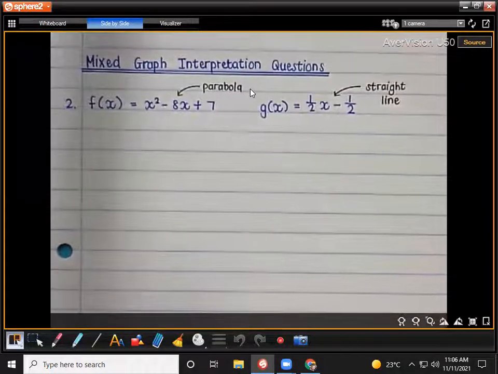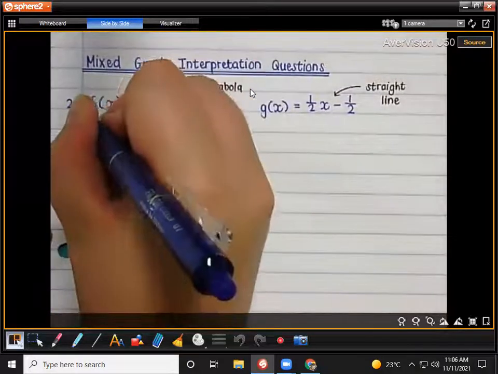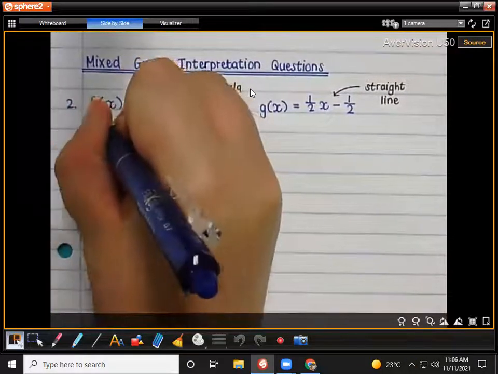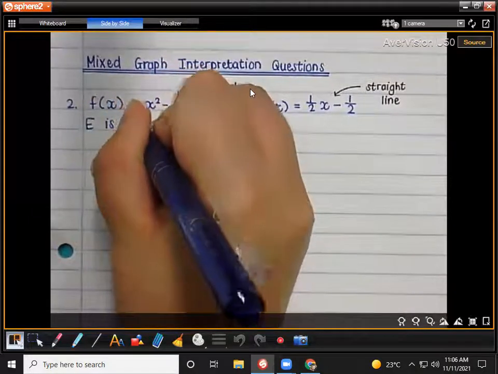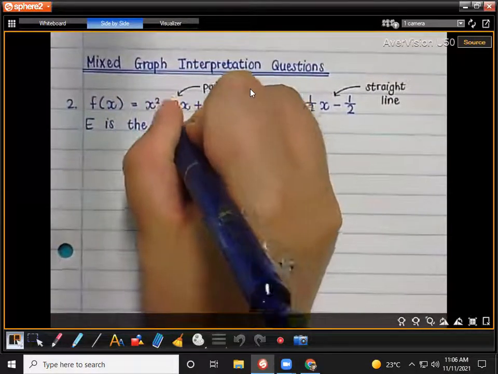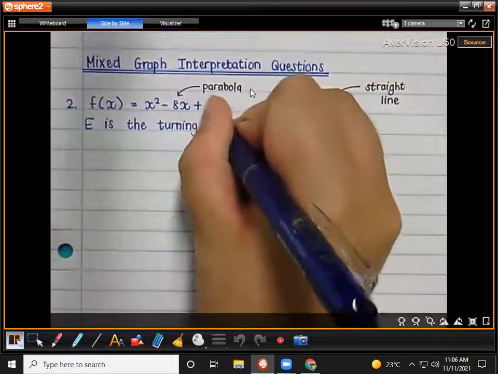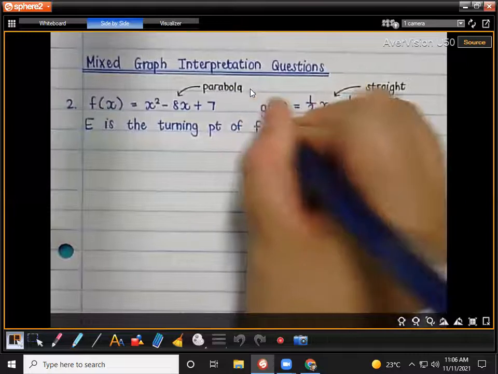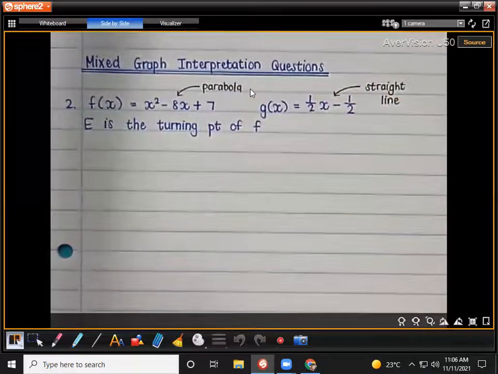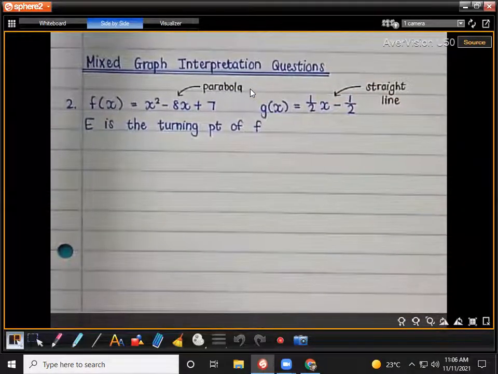Then they're giving us some more information in the sentence. They're just saying that E is the turning point of f. You don't have to write all this stuff down. I'm just making sure that we have all the information. So E is the turning point of f. Now, guys, they've given us the equation of that parabola, so we can actually find the coordinates of the turning point, right? As they asked us to.